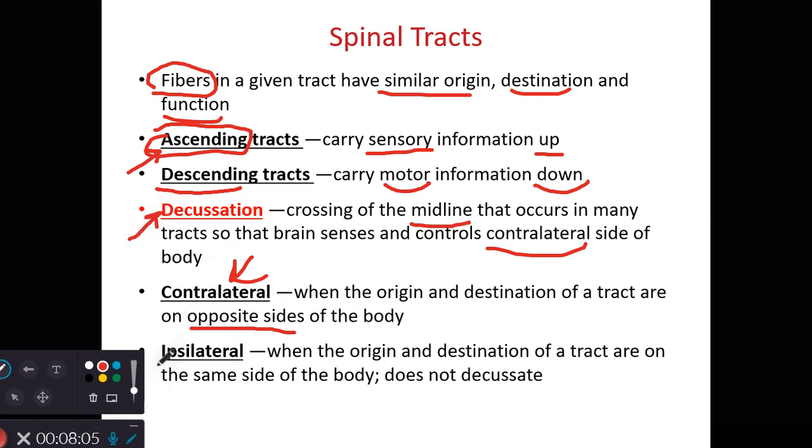There's also going to be some ipsilateral. And when we think of ipsilateral, there is no decussation, and there is no crossing over of the tract. So it starts on the right side of the body and ends on the right side of the body, or it starts on the left and ends on the left.